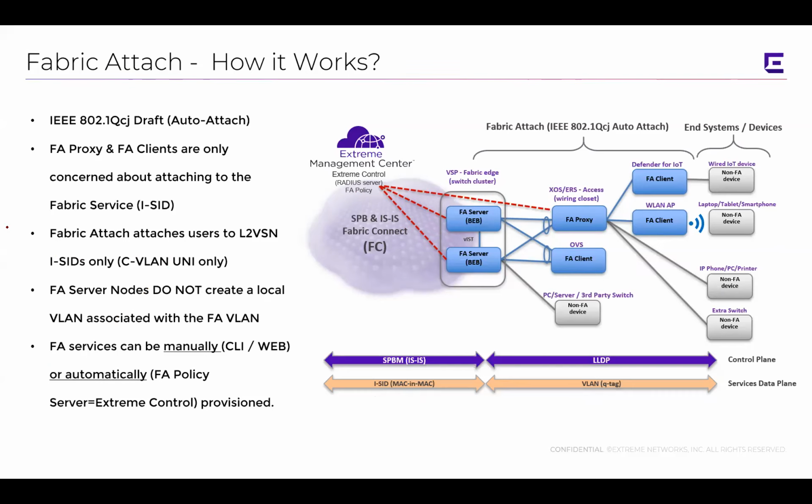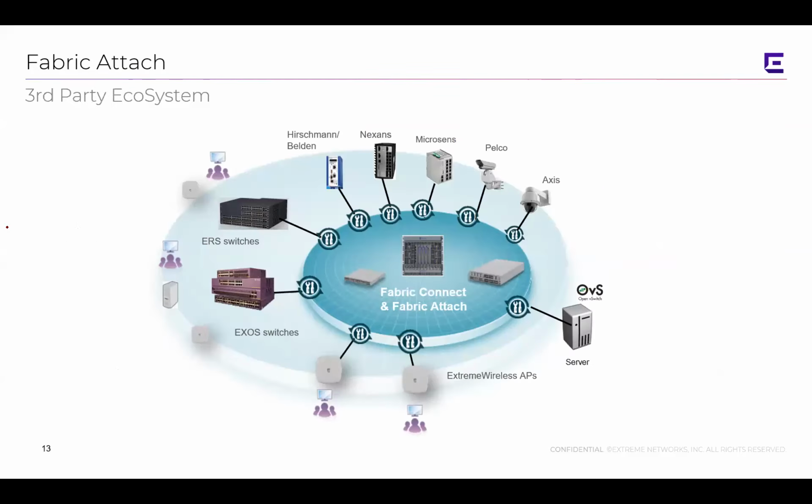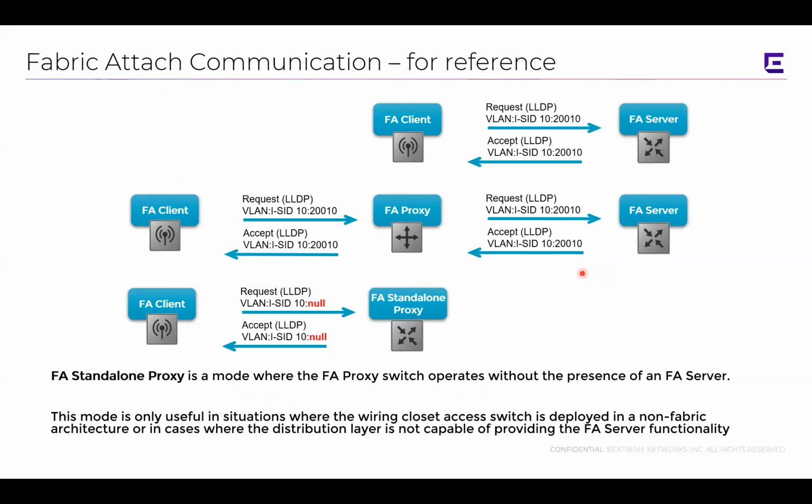Okay. So another important thing, as I mentioned, is that we also have a third-party ecosystem with Fabric Attach. You can see some industrial switches here, like Hirschmann, Nexans, Microsens. They support Fabric Attach functionality. Also some IP camera vendors support it, and Open vSwitch. So it's not only Extreme gear that supports Fabric Attach, it's also important to keep in mind.